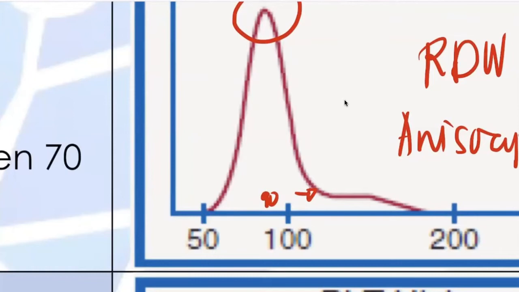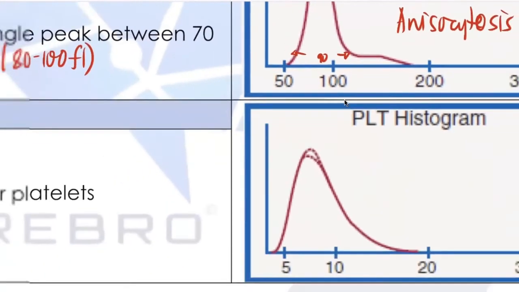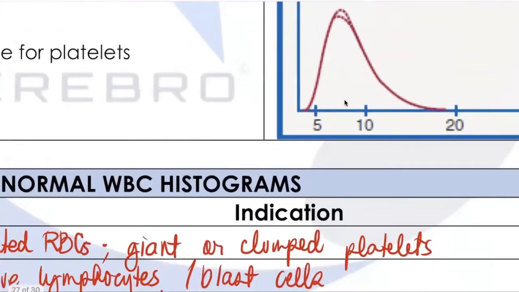Okay? So that means lumalaki yung sizes ng RBC mo. Pag papunta siya dito, that is shift to the left. Lumiliit yung sizes ng red blood cells mo. Okay? So yan lang naman, no? Yung shift to the left and shift to the right.